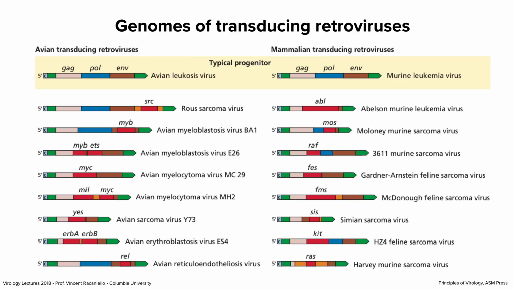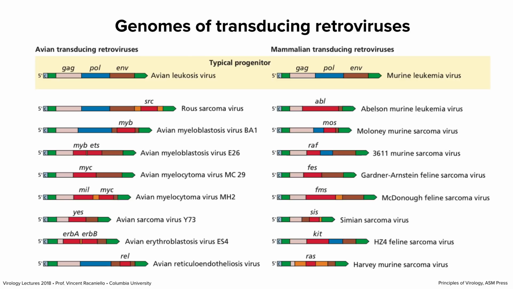But all these others were isolated from different kinds of tumors: myeloblastosis, myelocytomas, a different sarcoma, erythroblastosis, reticuloendotheliosis, different kinds of bird tumors. Again, you just let the birds get older, they develop cancers, and you isolate viruses from them. They're all different kinds of viruses. They have different oncogenes that they have picked up from the host cell, and they have different names. They're named after the disease pretty much: MYB, MYC, MIL, YES, ERB, REL. So it's a gold mine because each of these is a cellular gene. We call them oncogenes, but they're involved in growth control.